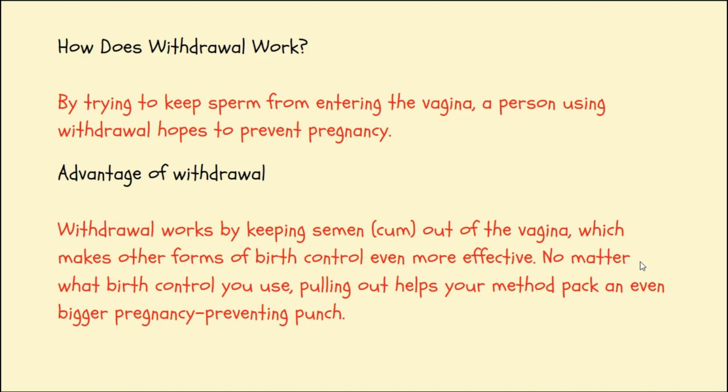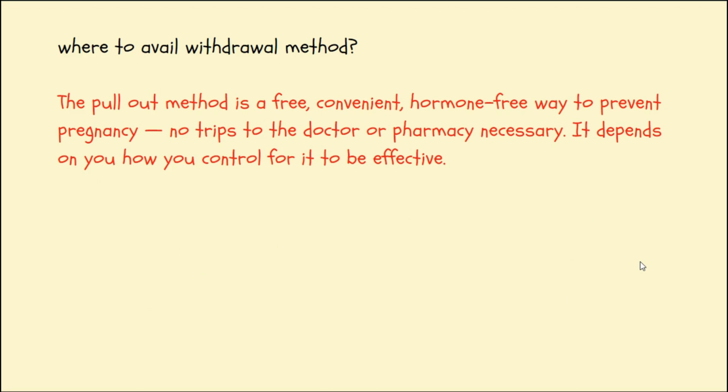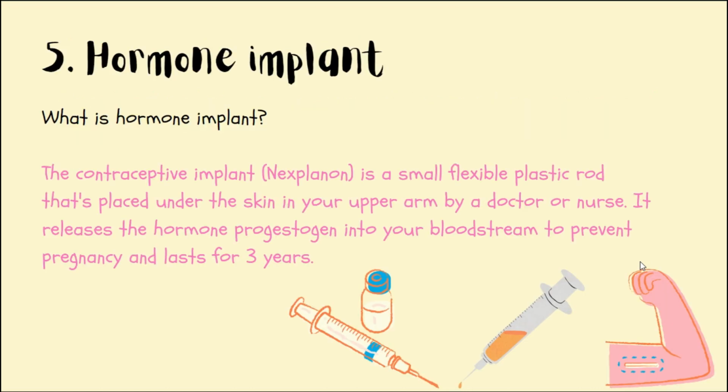Next is the withdrawal method. So what is withdrawal? Withdrawal, also called pulling out, is when a male removes his penis from the vagina before he ejaculates during sex. How does withdrawal work? By trying to keep sperm from entering the vagina, a person using withdrawal hopes to prevent pregnancy.